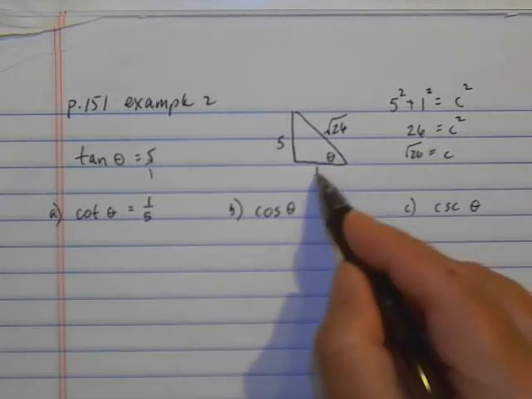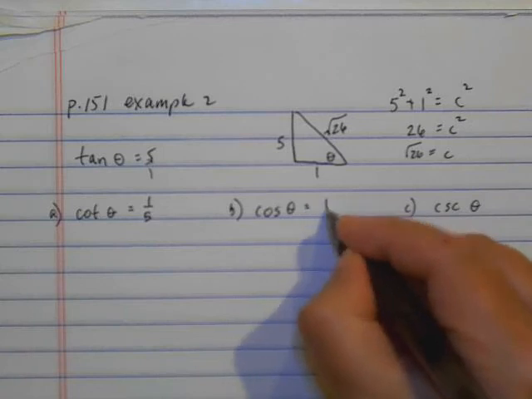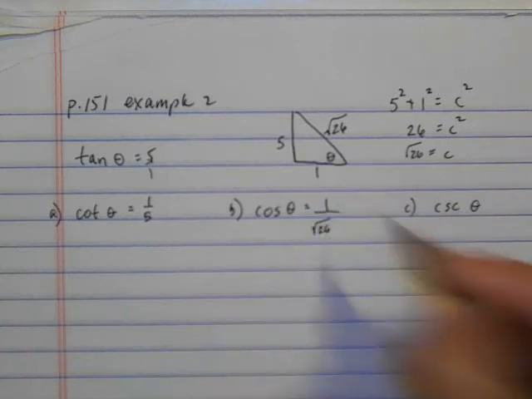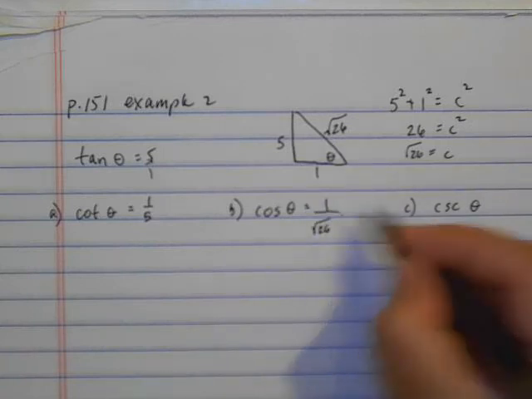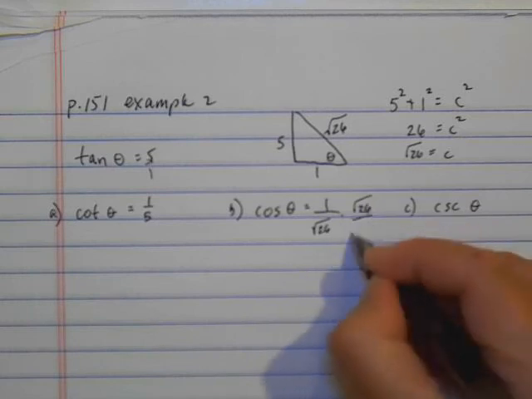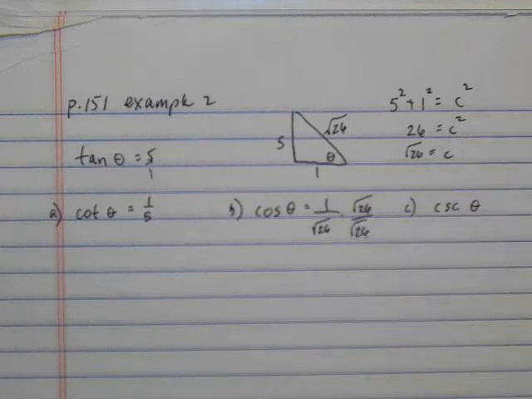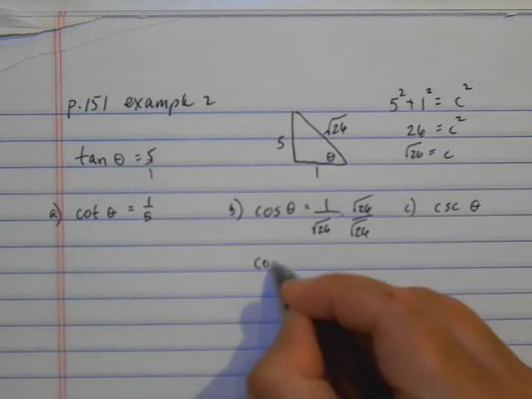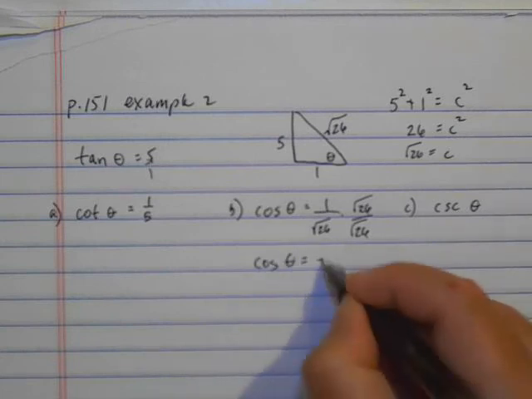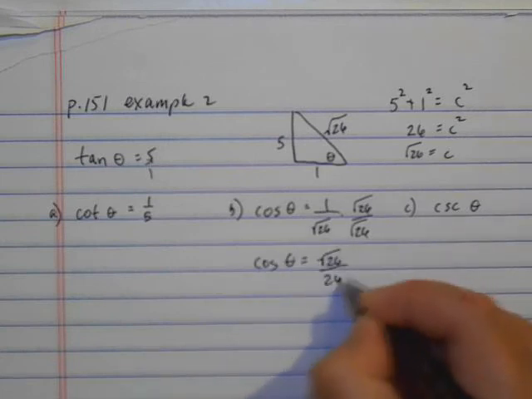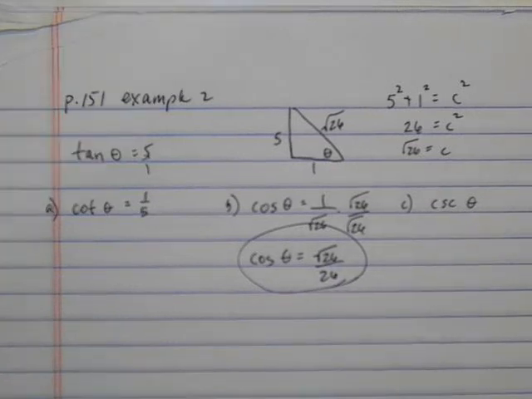So then cosine would be the adjacent over the hypotenuse. And you don't want to leave it with the radical on the bottom. So the cosine of theta equals the square root of 26 over 26. Let's find cosecant.